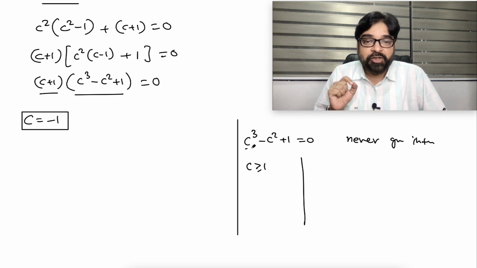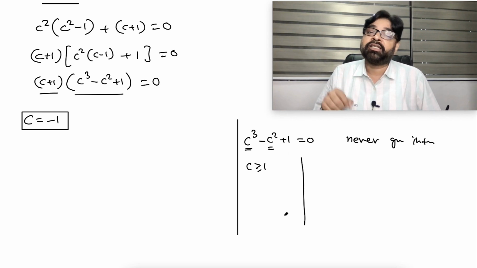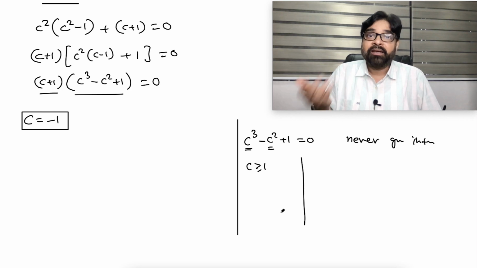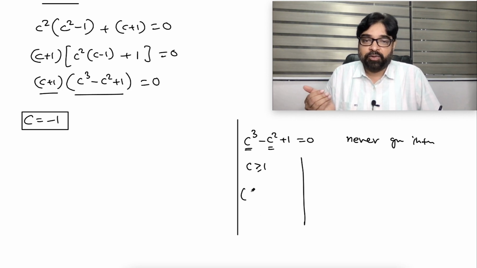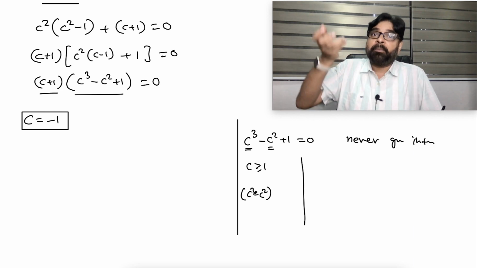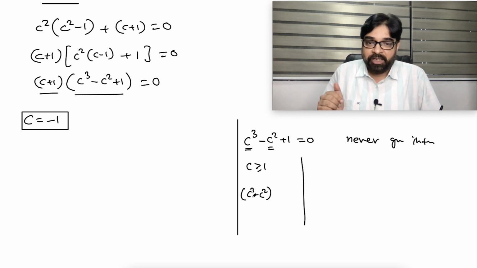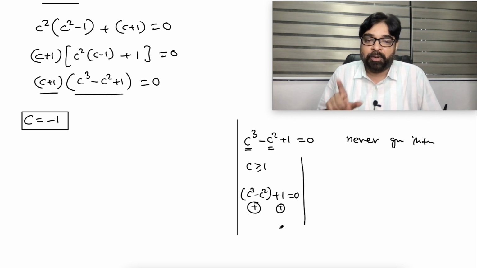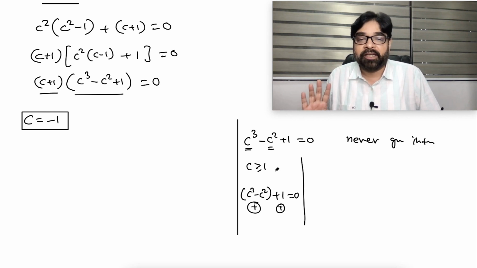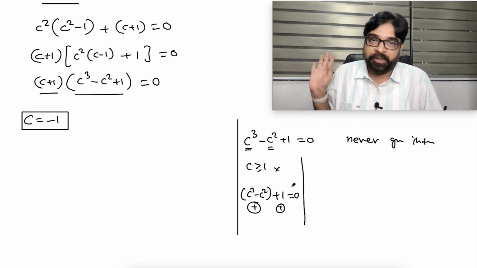So 100% sure c cube will be bigger than c square, or maybe equal. So c cube minus c square. Whenever a quantity is bigger than one, as the power increases, the value will increase. So c cube is bigger than c square, plus 1 equal to 0. This means this is a positive quantity. This is also positive. The sum of two positives can never be 0. So c greater than 1 is not possible. This will not give you an integral root.